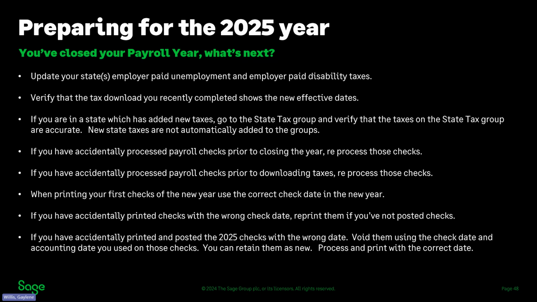If we printed and we realize we used 2024, you can go back in and reprint those checks. Okay. Payroll's very generous with that. You don't have to void them if they're still in the new file. Just go back into task print checks, click the reprint box, put in that check date.